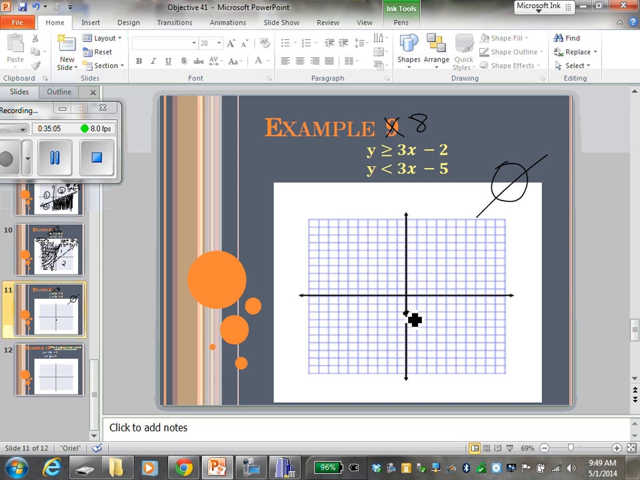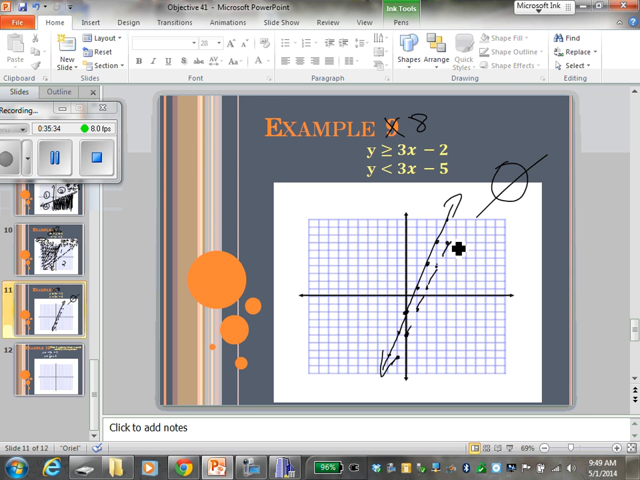Up 3 over 1, up 3 over 1, down 3, left 1. And so the first one, we do want a solid line. Bingo. And then the next one is down 2, 3, 4, 5. And so up 3 over 1, up 3 over 1, up 3 over 1. And the second one, we want a dotted line.